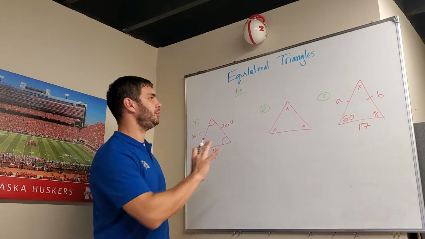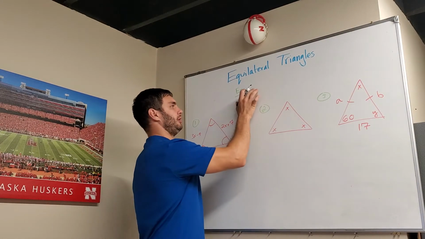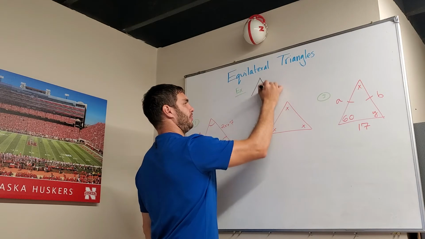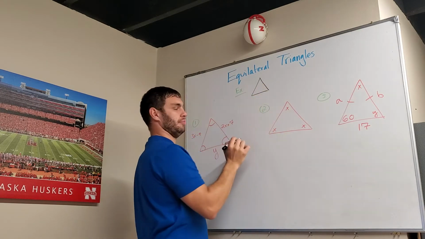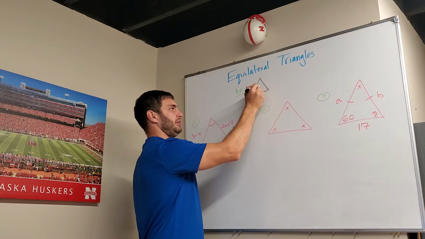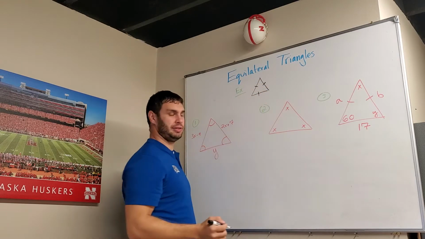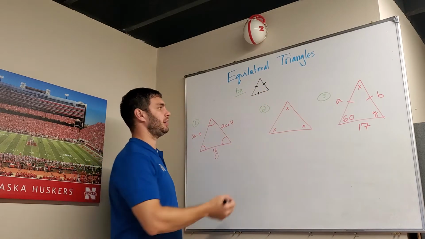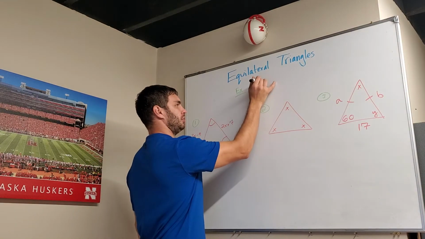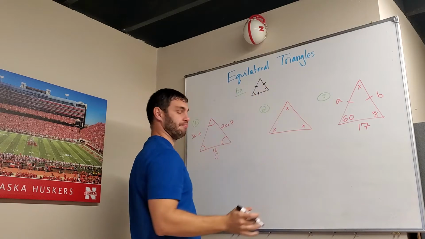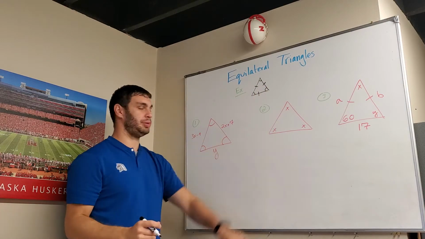All right, here we're talking about equilateral triangles, and when we talk about equilateral triangles, I'm going to put an example up here. Equilateral triangles, all of the sides are going to be the same, and all of the angles are going to be the same. All right, so let's use that to find these three problems.